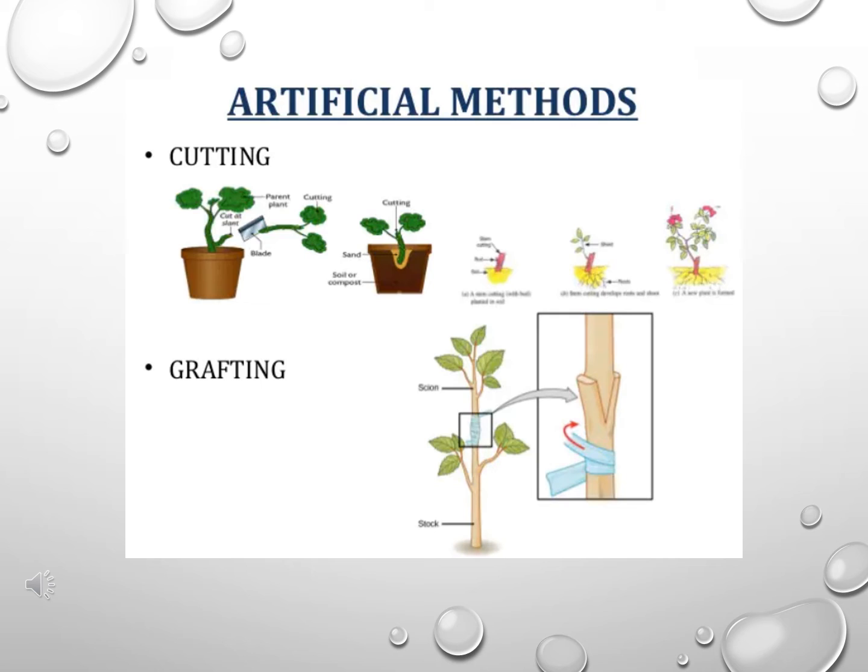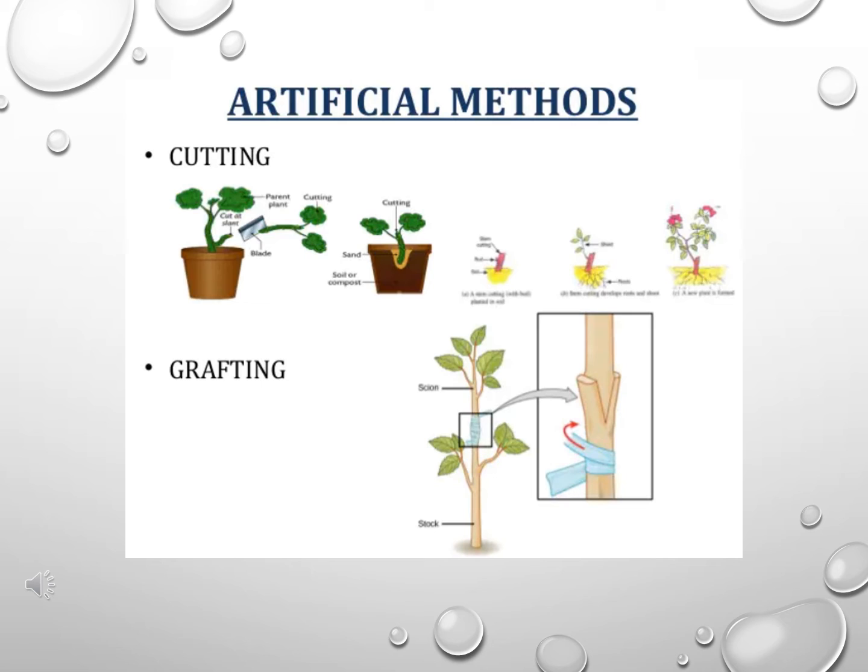So first we'll see the cutting technique. Here a part of the plant is cut and rooted in the soil, most commonly the leaf or stem. A new plant will develop from these cut roots, which are called adventitious roots. Sometimes plant hormones are used for quick plant growth and development. Example, we can say rose plant.